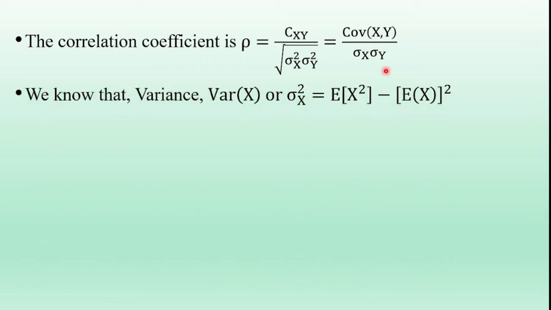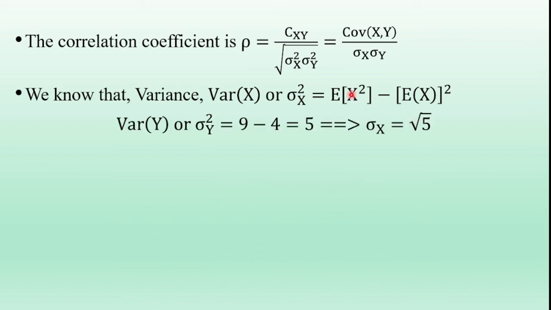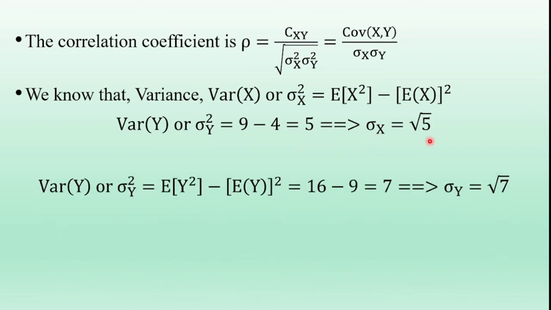So first calculate variance of the random variable x. We know that variance of random variable x, sigma x square, is equal to expectation of x square minus expectation of x whole square. Given that expectation of x square value is 9, expectation of x value is 2, 2 square is 4, 9 minus 4 is equal to 5. So sigma x square is 5, sigma x is equal to square root of 5.